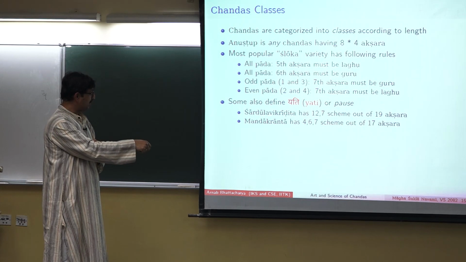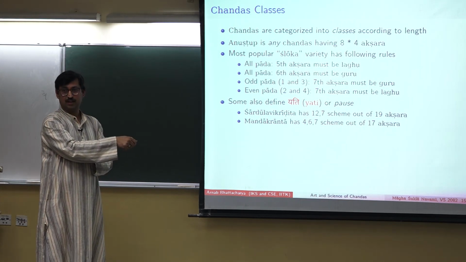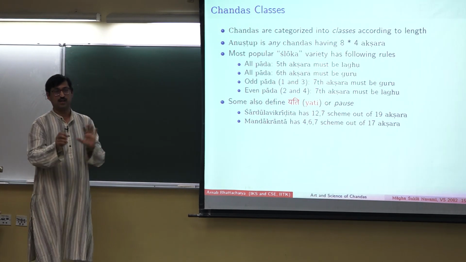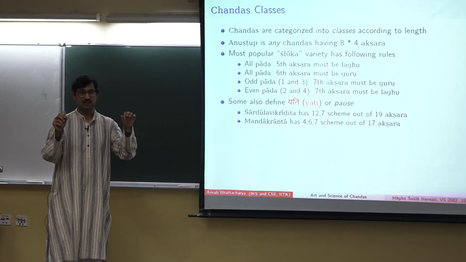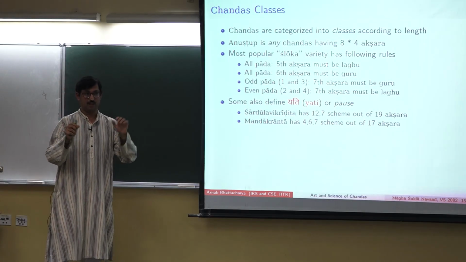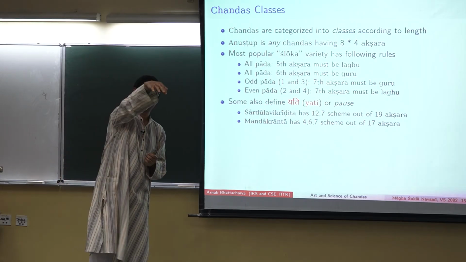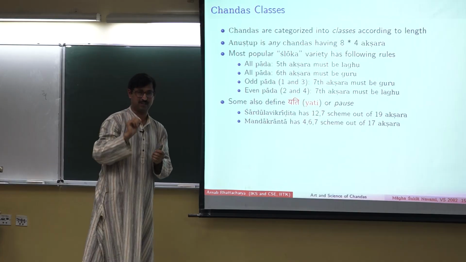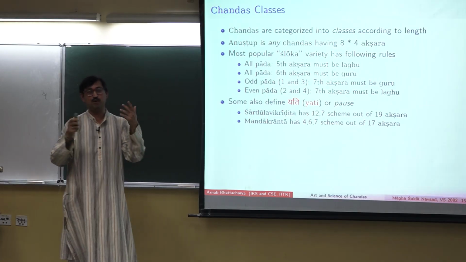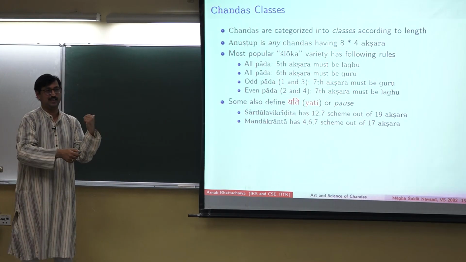And now what does Shardul Vikridita mean? Anyone? Shardul is tiger, Vikridita is jumping. So apparently this name is from a tiger jumping. The tiger first jumps 12, then a smaller one, 7. So you see how ingenious the names are and how the yati is there.